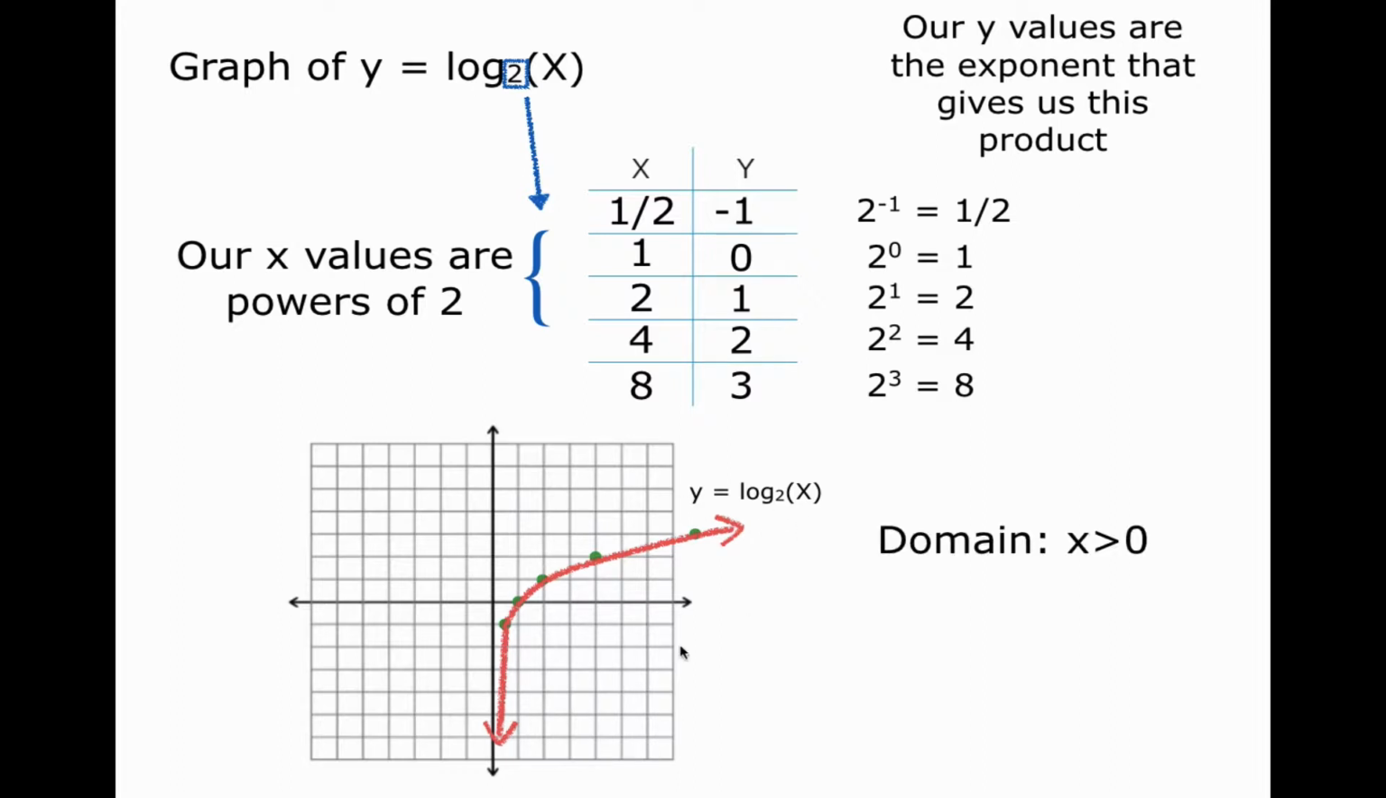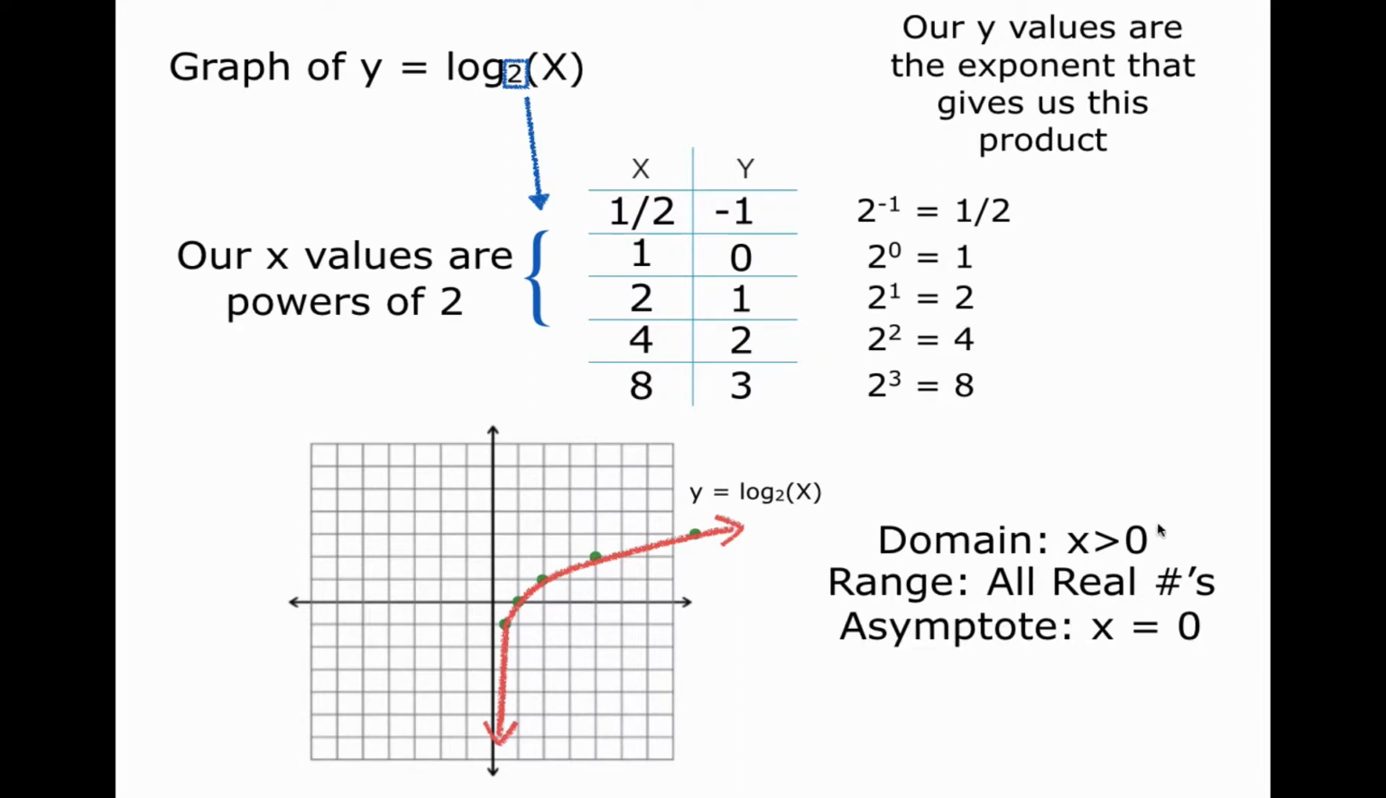And our domain is going to be all values greater than 0, x all values greater than 0. As we can see, this will keep getting more and more negative, but it's never going to reach 0. And so our y values will be all real numbers, because this is going to go up, up, up forever, and down, down, down forever. And then our asymptote is at 0. It's at the same point as our domain. All right, so one more thing here.